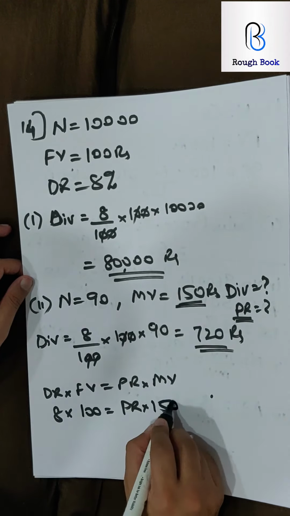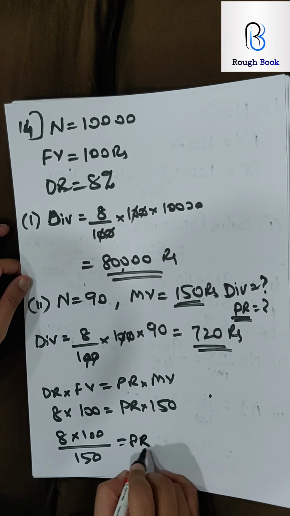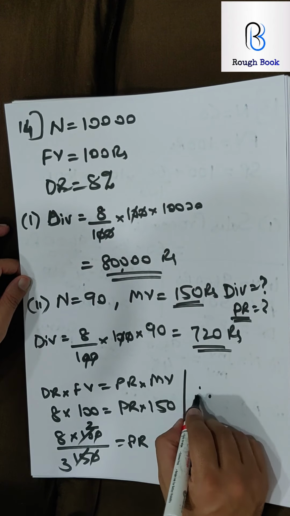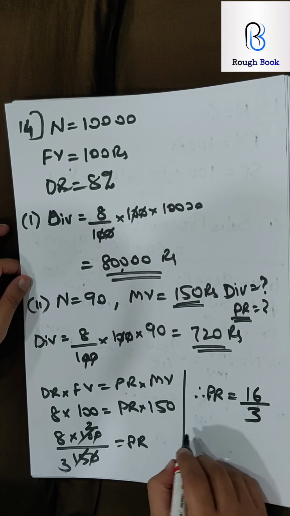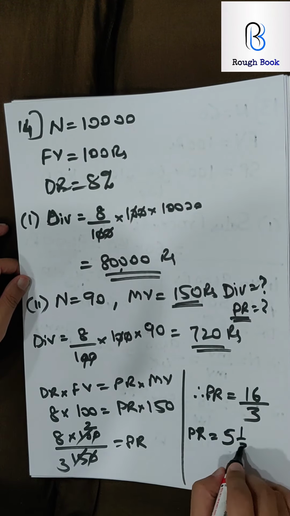Don't take any other market value, because this is the market value for Ramesh. So 8 into 100 by 150 is equal to PR. 5 3s are 15, 8 2s are 16 by 3. So PR becomes 5 1 by 3%. How many got the same answer? 5 1 by 3%. Wow, that's good. If you got the same answer, that's correct and impressive both. Let's go with the next one.